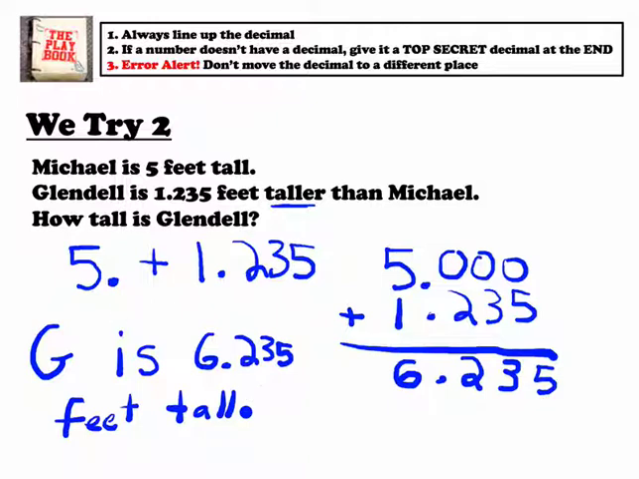When I go back and take a look at my answer, I think it makes sense because Michael was 5 feet tall, Glendale was taller than Michael, and I know Glendale's height, 6.235, is taller than Michael's original 5. My answer makes sense.